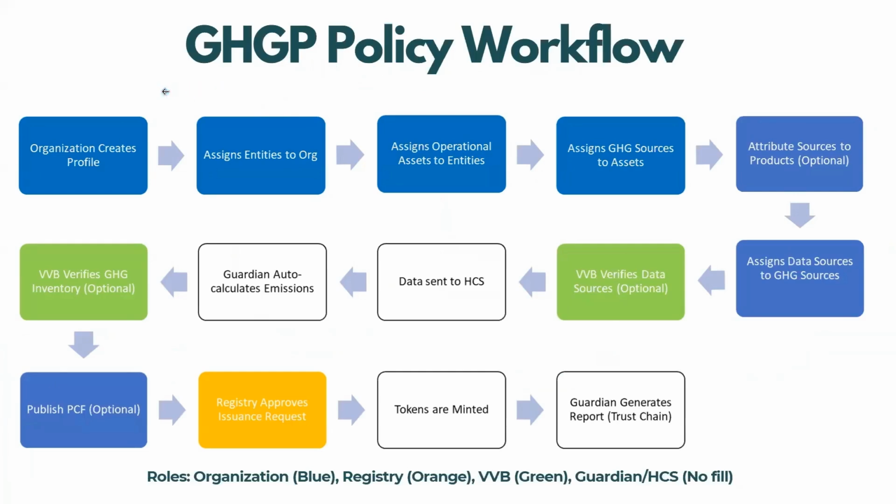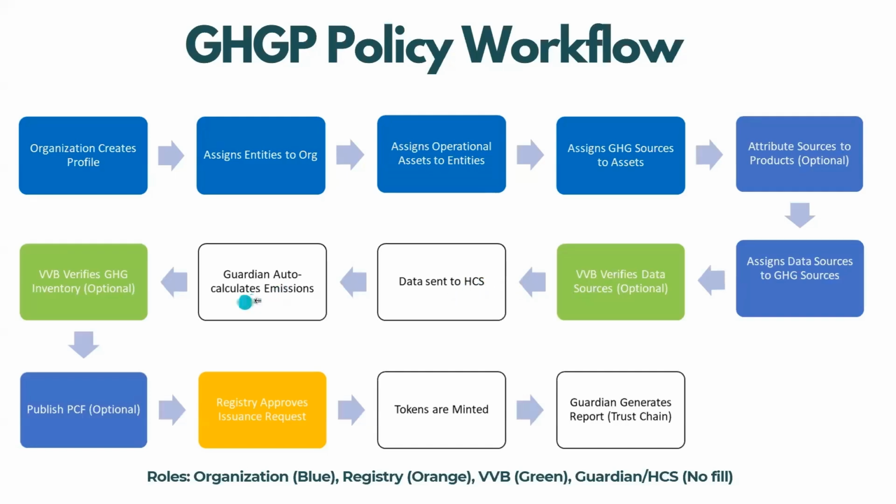This allows you through the methodology to recreate a company's corporate structure and their operations. So you start by creating a company profile. You can add entities to that company profile. It could be a joint venture or a subsidiary. You can assign operational assets to that entity that generate emissions, whether that's a facility or a vehicle or equipment. You assign greenhouse gas sources to these assets, and you can attribute the sources to products. That part's optional. You assign data sources to the GHG sources and have the sources verified by a VVB. That's optional.